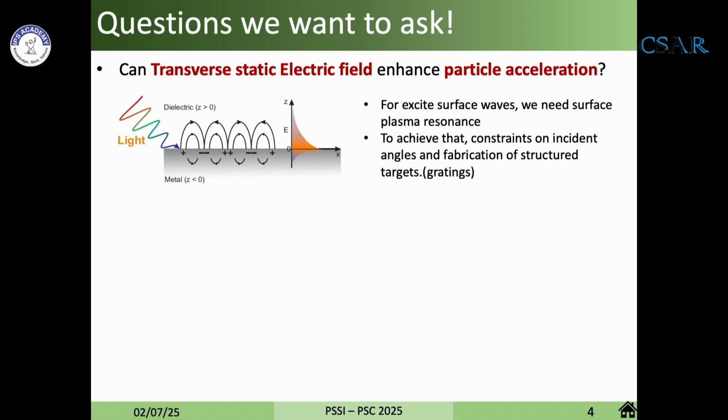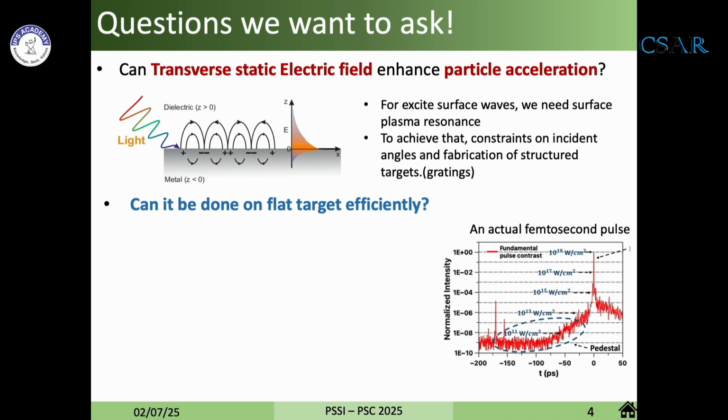Next, we know that one common phenomenon which people in solid matter interaction struggle with is making the surface electrons accelerate. For the surface electrons, we need a special fabrication of targets such as gratings, or else we need to trigger the surface plasmon resonance or some kind of surface waves to excite the electrons onto the surface. But my question is, can it be done on a flat target very efficiently?